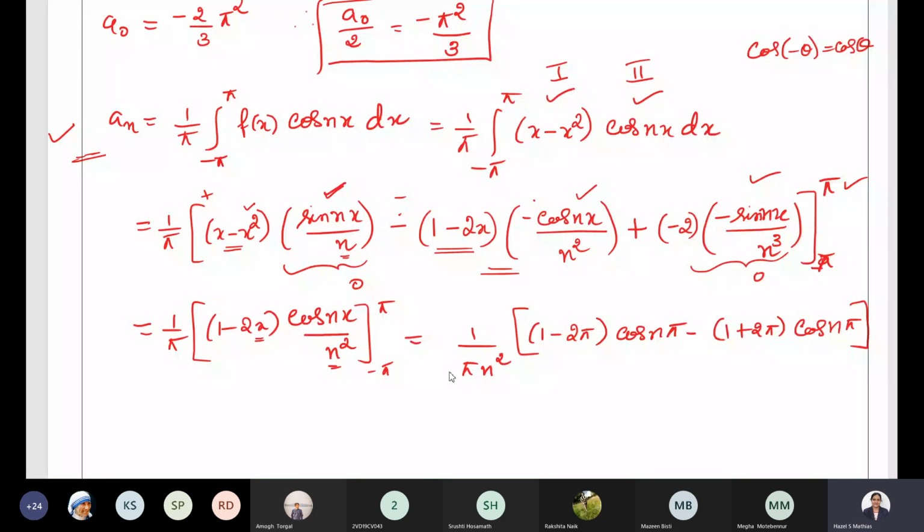Is it okay, everyone? What I have done is substituted the upper limit minus the lower limit. Does anybody want me to explain anything? No, ma'am.